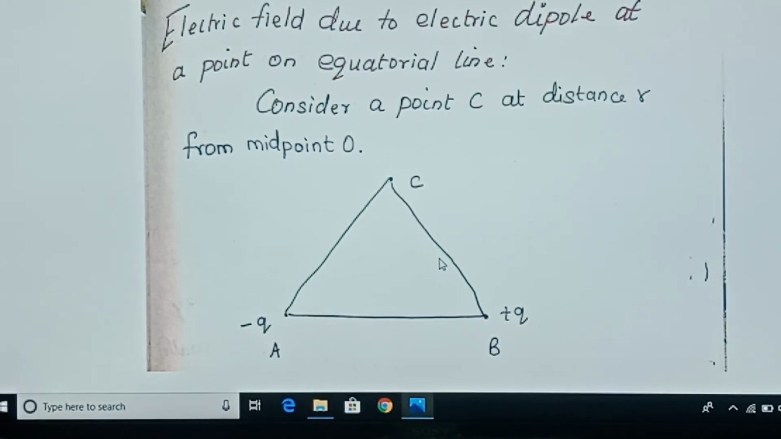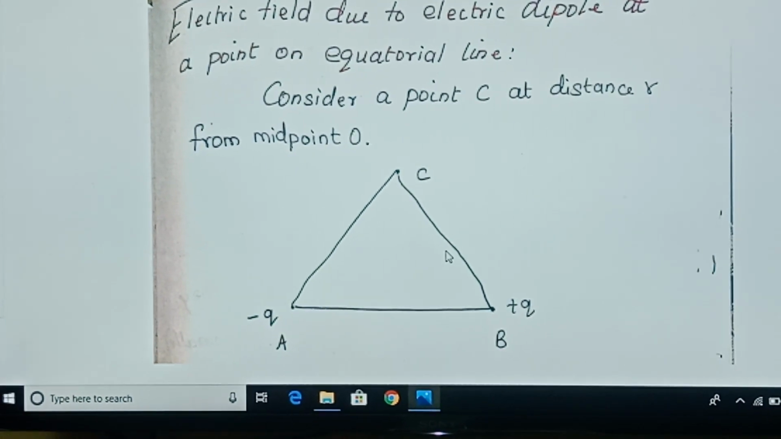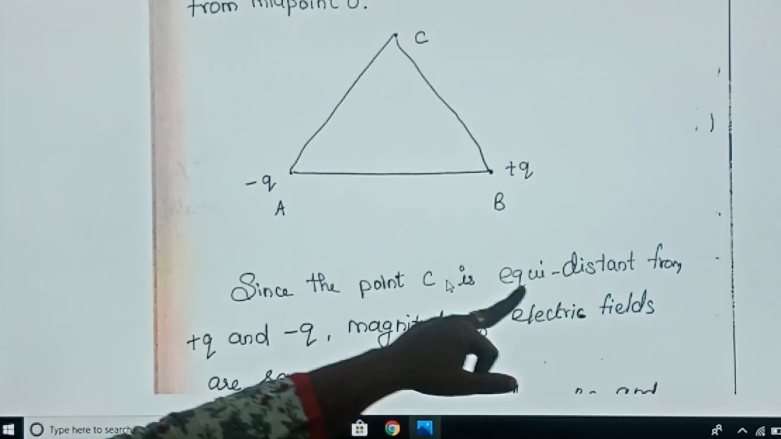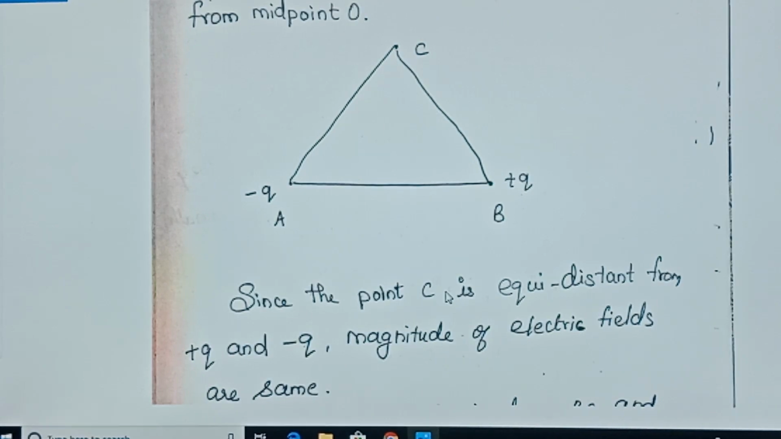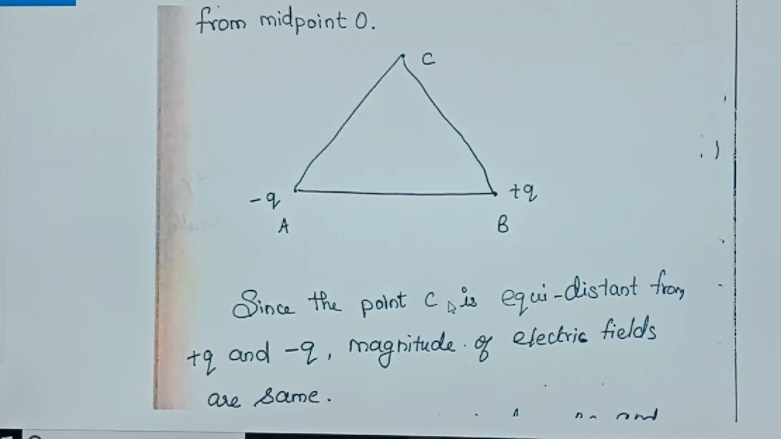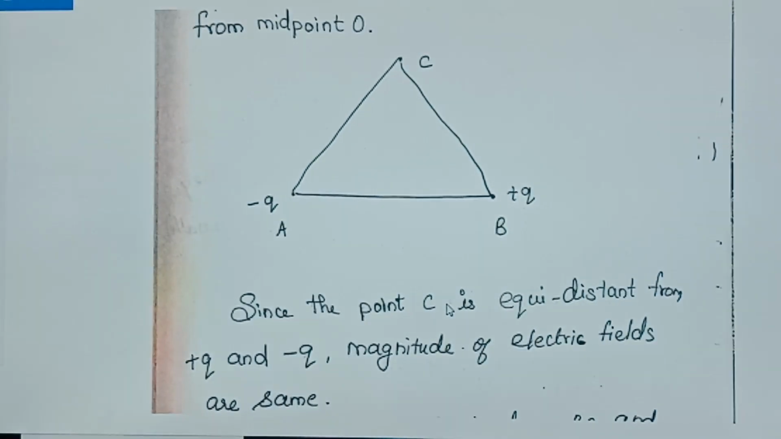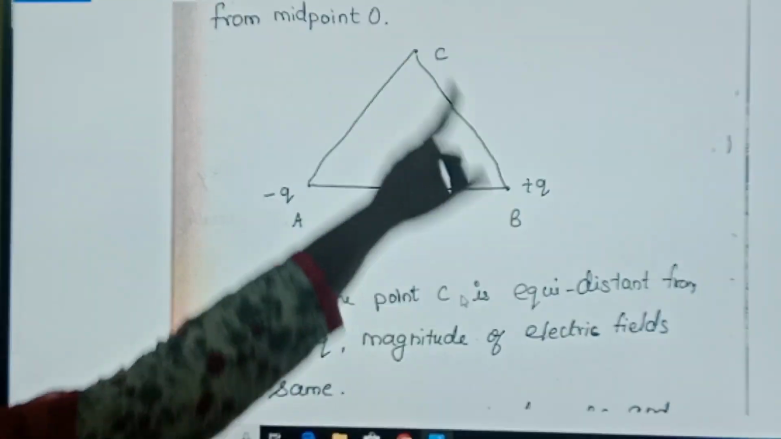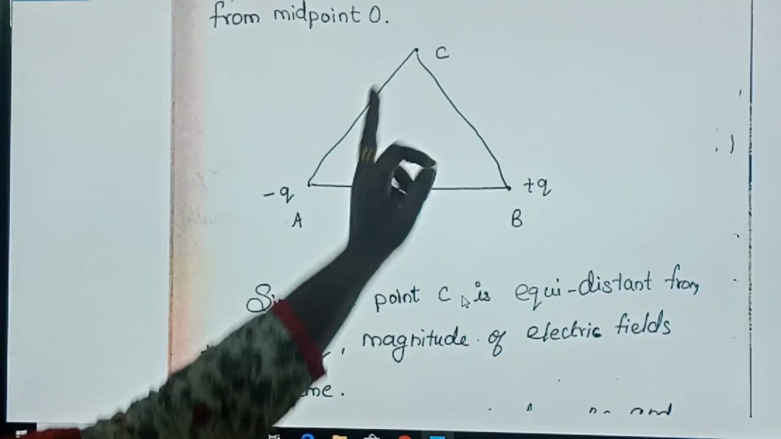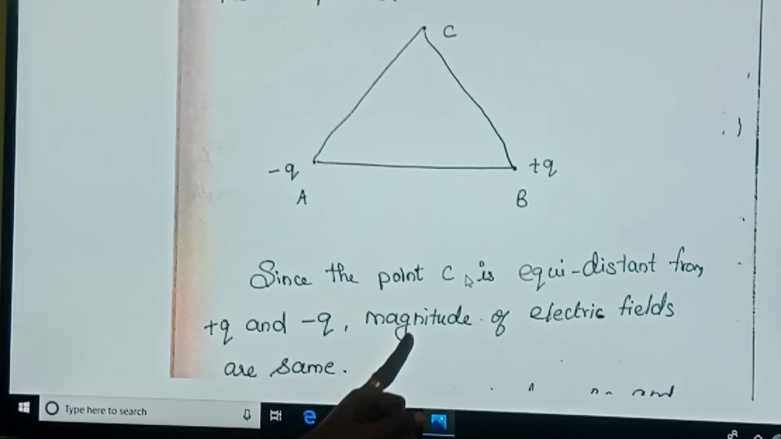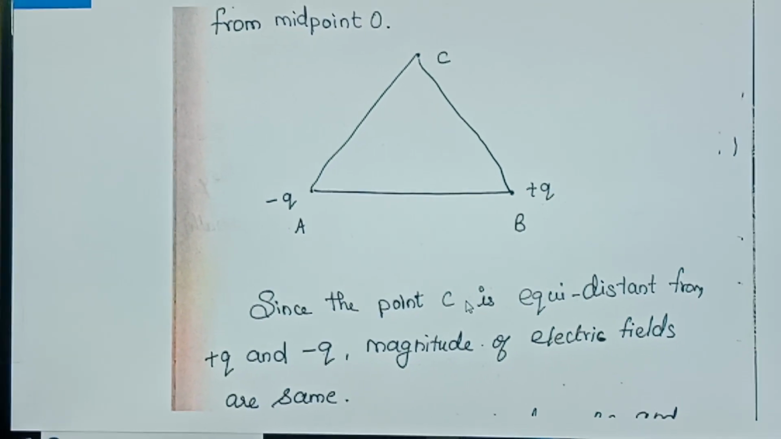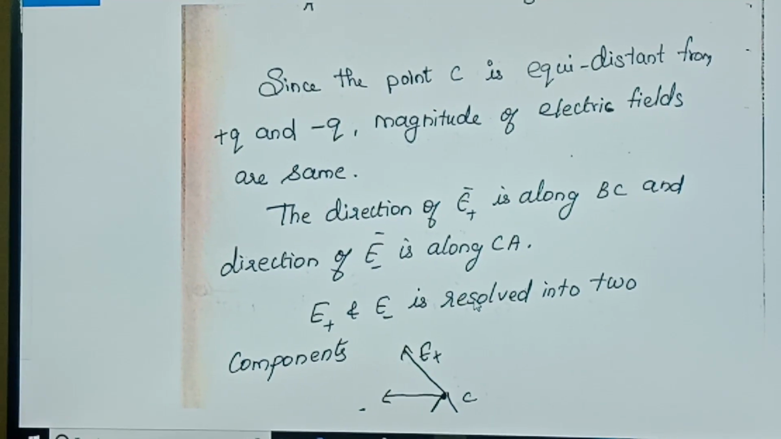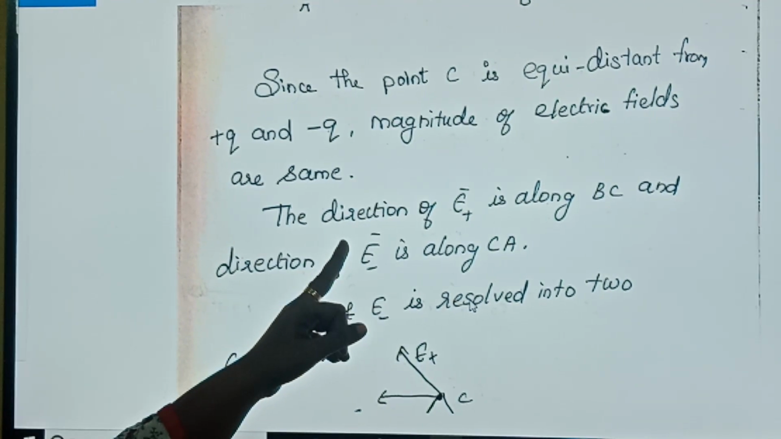So this is at a distance R from the midpoint, and C is at equidistance from the points plus Q and minus Q. So when you see the point C, it is at equal distance from the points plus Q and minus Q, and so we are considering the magnitude of the electric fields to be the same. We are going to see where the direction is.